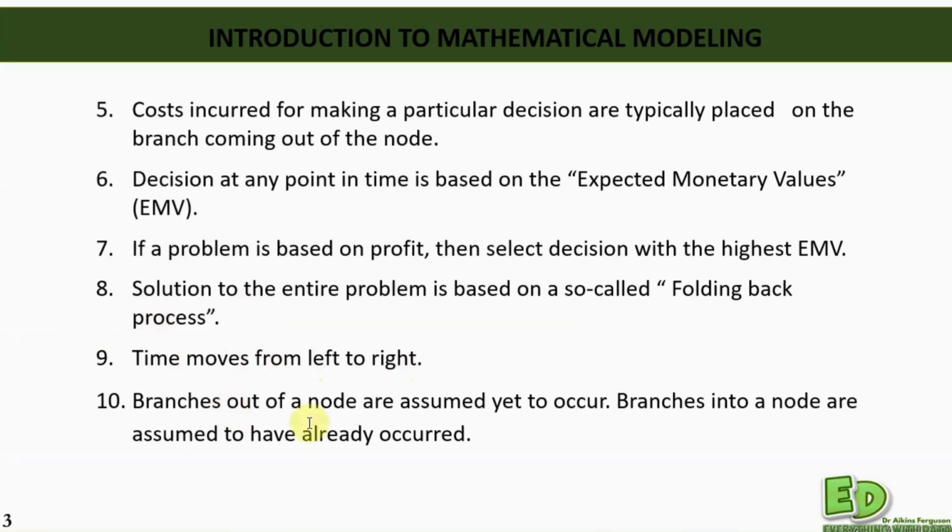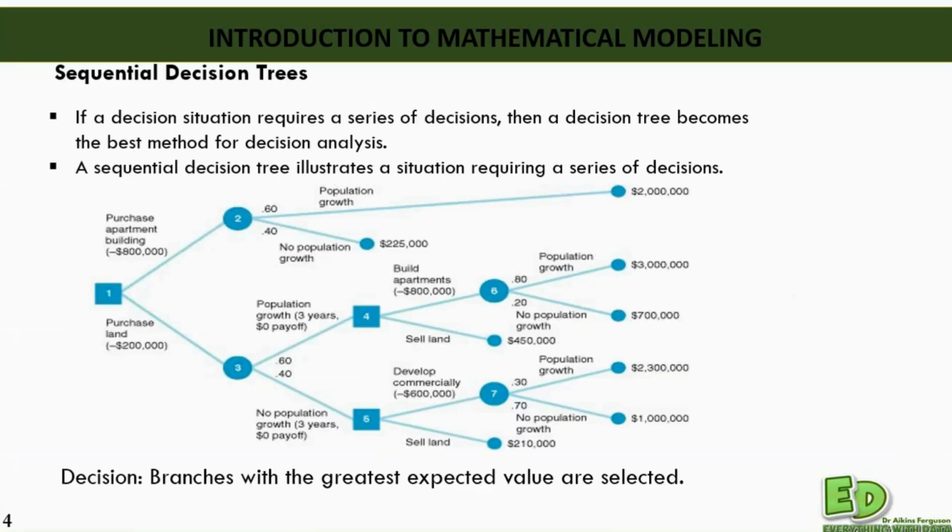Okay, so branches out of a node are assumed yet to occur, right? Branches into a node are assumed to have already occurred. This is a practical illustration of how a decision tree looks like. A sequential decision tree, right? If a decision situation requires a series of decisions, then a decision tree becomes the best method for decision analysis, right? A sequential decision tree illustrates a situation requiring a series of decisions, right?